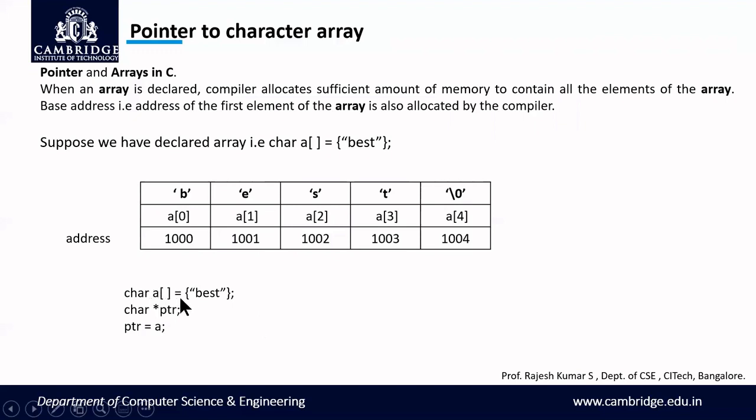So we have a character array, so the pointer should also be of character type. And ptr is equal to a. Now a is nothing but the array's starting address. What is the array starting address? 1000. 1000 is the array starting address which is being stored in the pointer, and the pointer is of character type. Now, let us see the example for this.